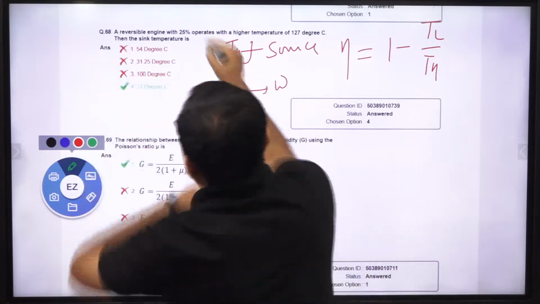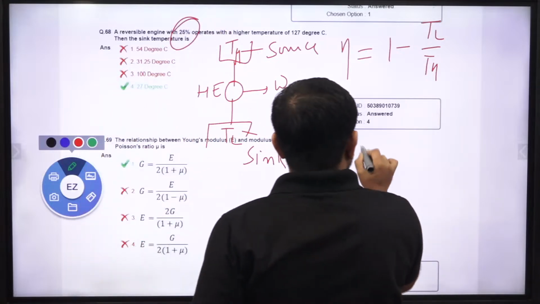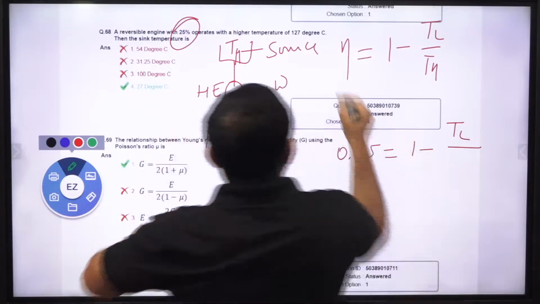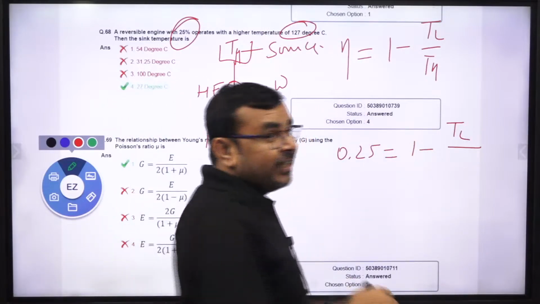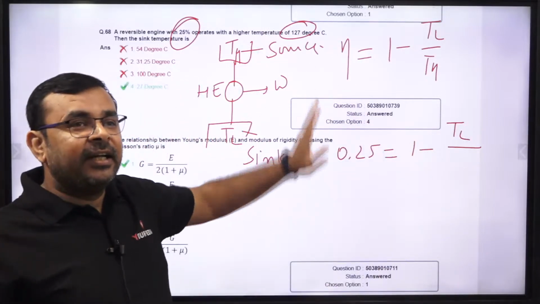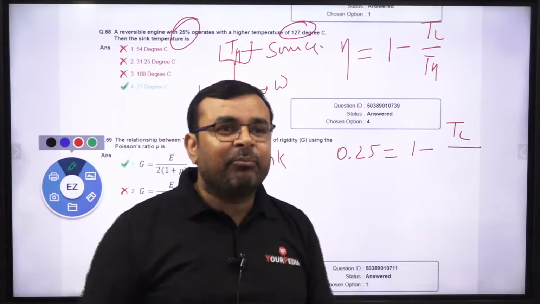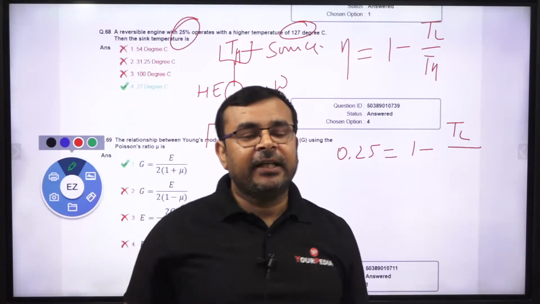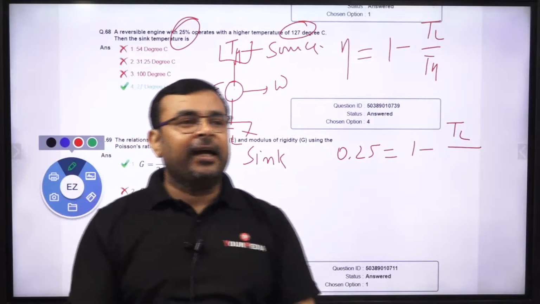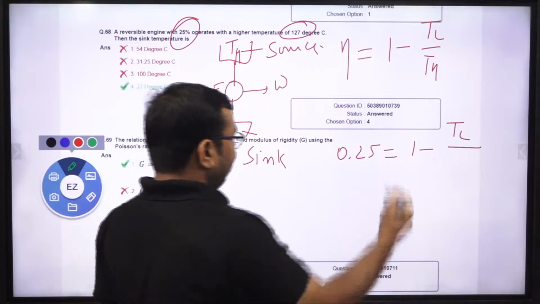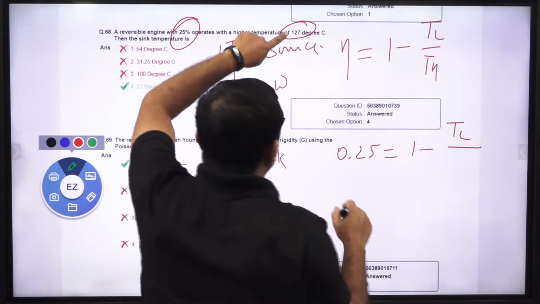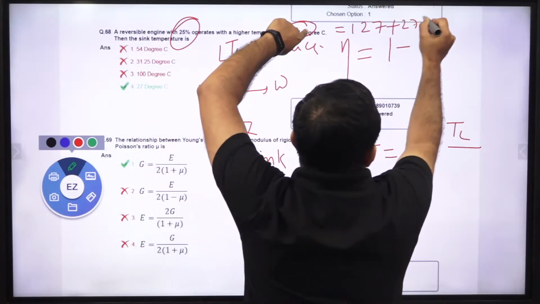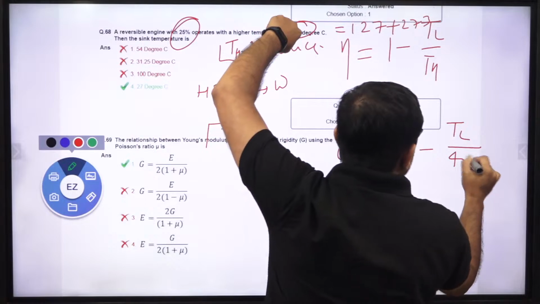So efficiency is given, that is 25%. This is 0.25, 1 minus, we need to calculate TL. And what about TH? 127 degree centigrade. यहाँ पे ध्यान रखना. This is the key point. Whenever you have temperature in degree centigrade, first you convert in Kelvin. Yes or no? First you convert in Kelvin. Is it clear? Then you put the value. So if you convert this 127 degree centigrade, so can I write 127 plus 273? So this is 400 Kelvin.